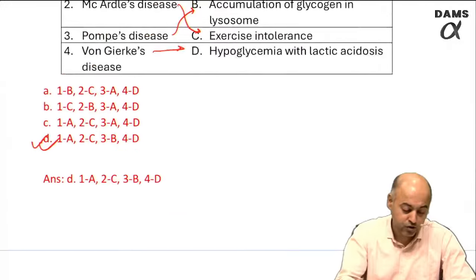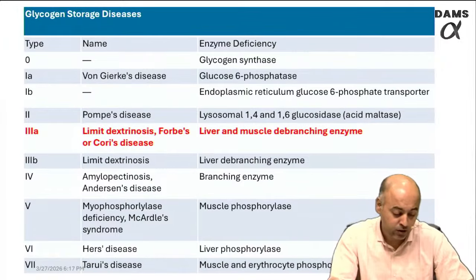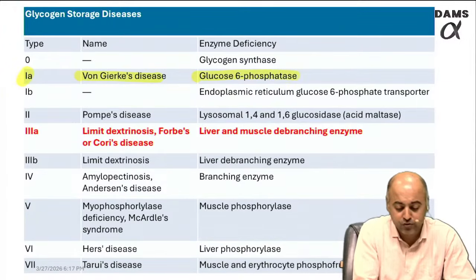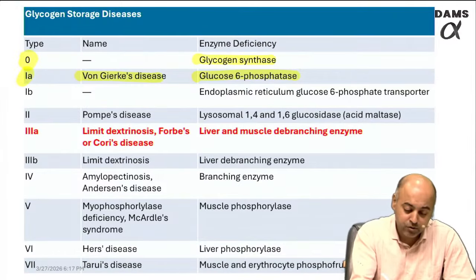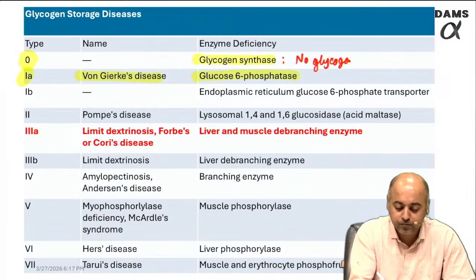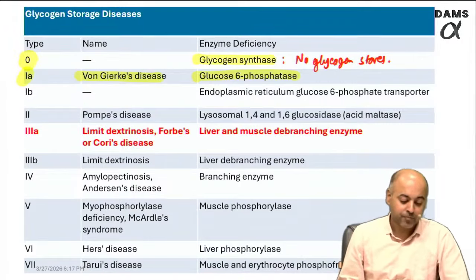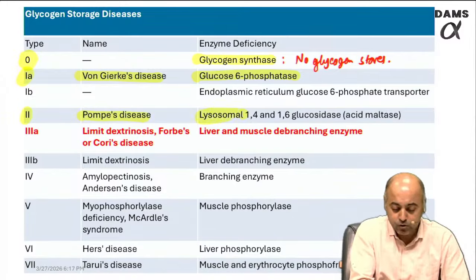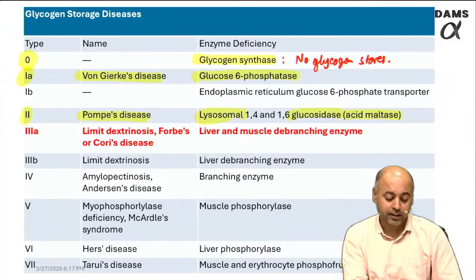So the points which you have to keep in mind, first is this table about the enzymes. Please note, in type 1 von Gierke's, glucose 6 phosphatase is deficient. We also have a type 0 where glycogen synthase is deficient. So in type 0, what will happen? No glycogen stores. There will be no glycogen stores in these patients. Going to the type 2 Pompe's, the lysosomal glucosidase, also known as acid maltase. The enzyme is lysosomal glucosidase or acid maltase.